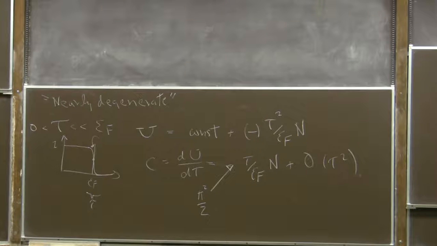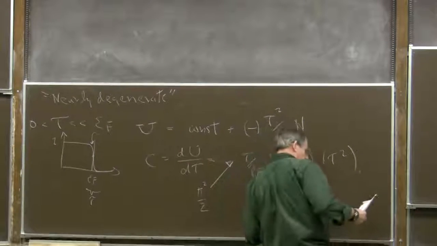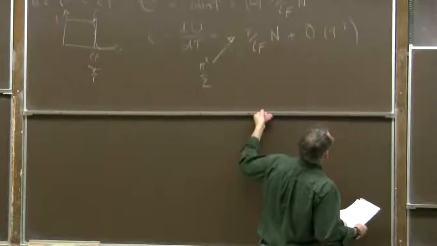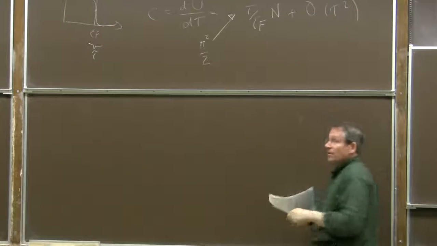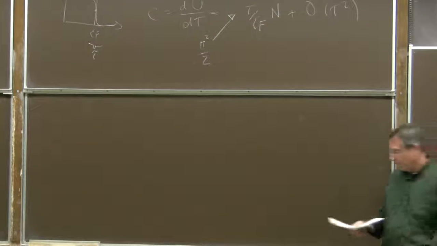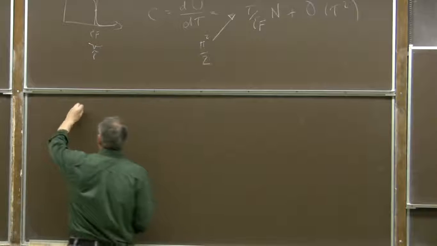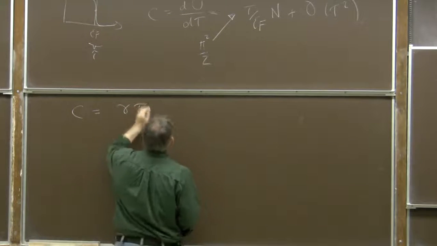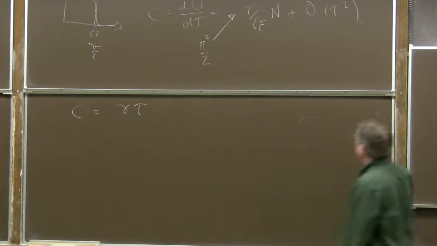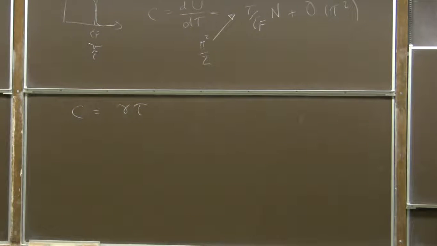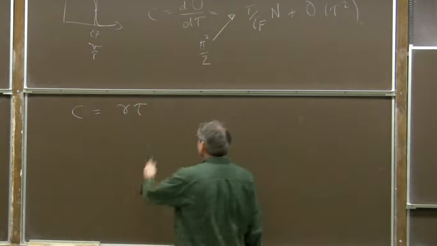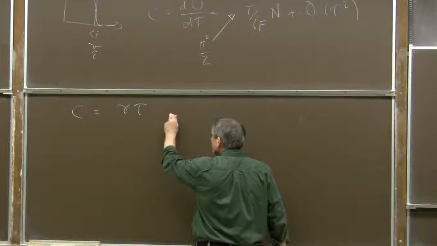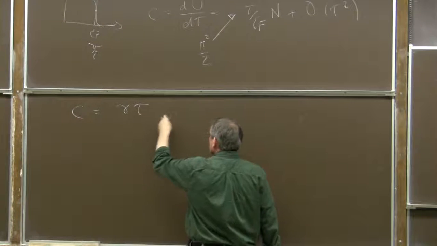So in metals, there's a contribution to the heat capacity that comes from the nearly degenerate electron gas. There's also a contribution that comes from the phonons, which we've talked about before. So the heat capacity is some number, and we've seen that it's pi squared over 2 tau over EF times the temperature, plus contributions from the electrons that are higher order in tau.